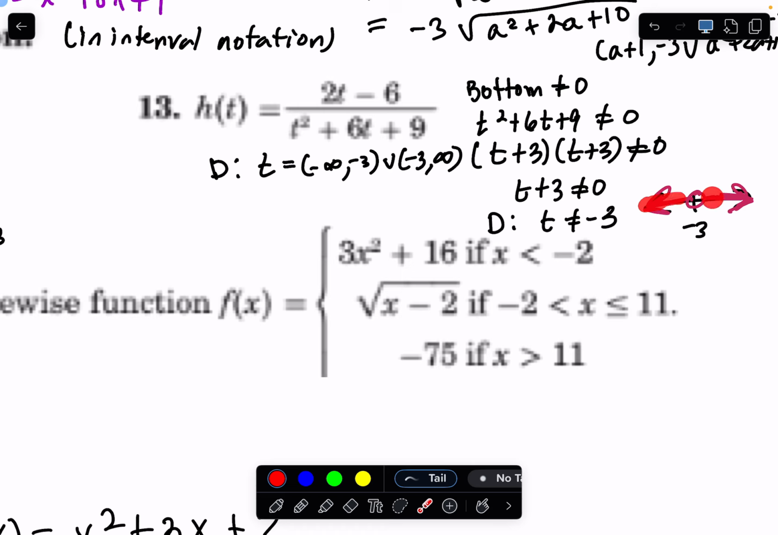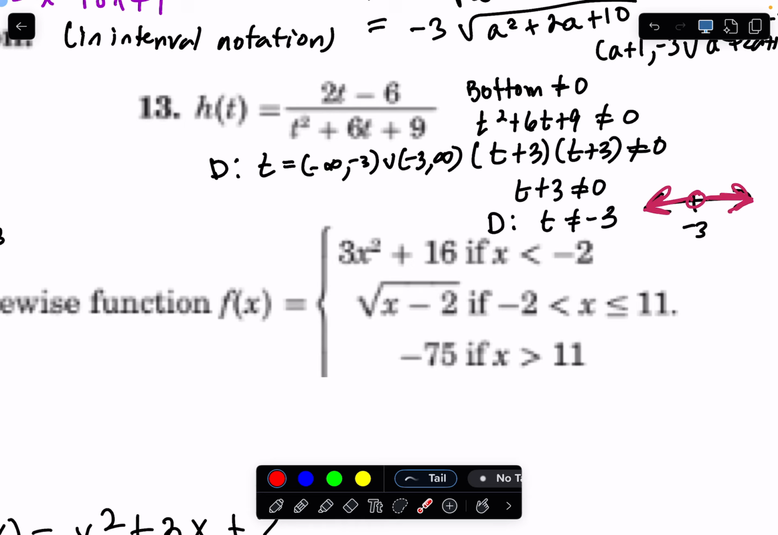So there are 3 things to remember about domain. If it's a good, wonderful polynomial, like a perfect x squared or x cubed or x, it's all real numbers. If it's a square root, the inside has to be greater than or equal to 0. If it's a fraction, just set the bottom equal to 0 and solve it. Everybody good with domain?